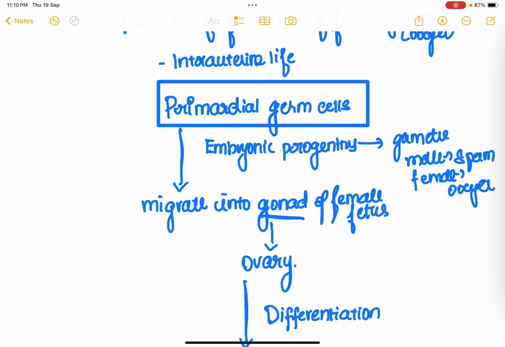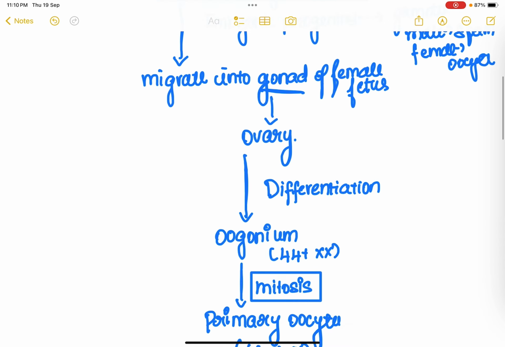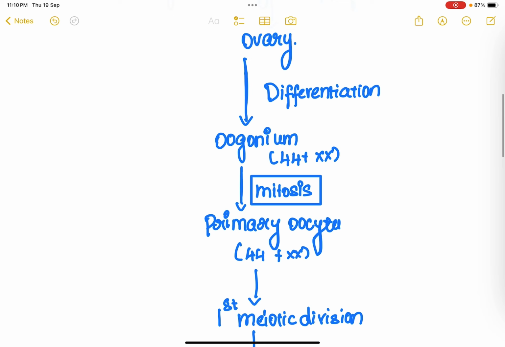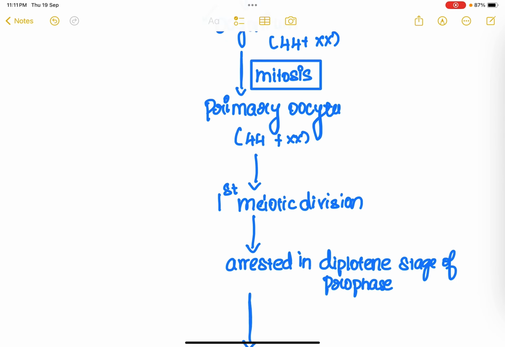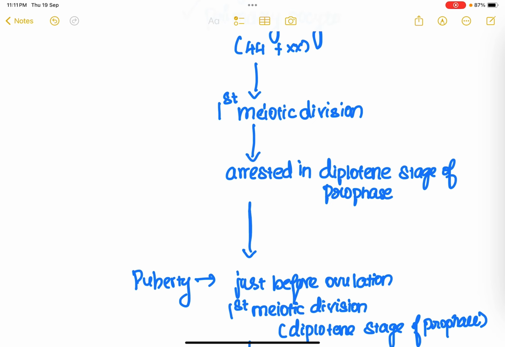So all the things we have discussed are about oogenesis, right? The primordial germ cells migrate into the gonad of the female, that is the ovary. Differentiation happens, so oogonia form, which are 44 plus XX. Then mitosis occurs, and no more mitosis occurs after that. So the primary oocyte is formed. All the oogonia get converted into primary oocytes. So when the female fetus is born, it has all the primary oocytes, which are arrested in the diplotene stage of the prophase of the first meiotic division.